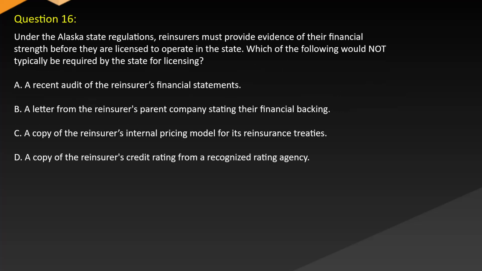Question 16. Under the Alaska state regulations, reinsurers must provide evidence of their financial strength before they are licensed to operate in the state. Which of the following would not typically be required by the state for licensing? A. A recent audit of the reinsurer's financial statements. B. A letter from the reinsurer's parent company stating their financial backing. C. A copy of the reinsurer's internal pricing model for its reinsurance treaties. D. A copy of the reinsurer's credit rating from a recognized rating agency.